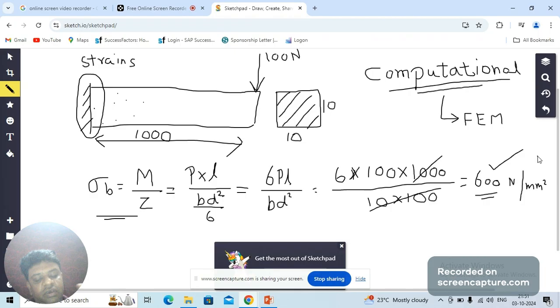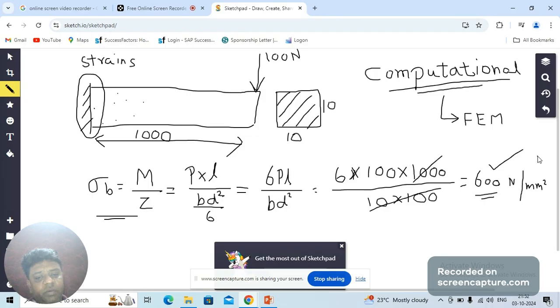But the finite element method has no such restrictions. It can handle any type of geometrical complications. It can handle any type of loading and boundary condition complications, and it can give you the result. But the one thing to understand here is that the results we get in the experimental method and the theoretical method are more accurate in comparison with the finite element method result, because the finite element method result has some approximations. So we normally call the finite element method an approximate method.